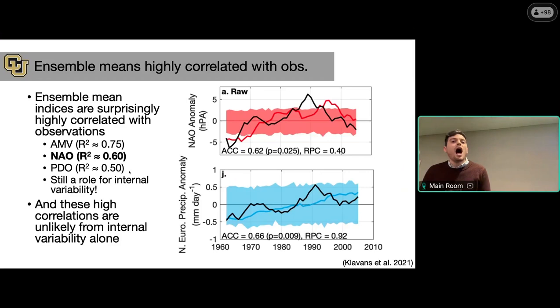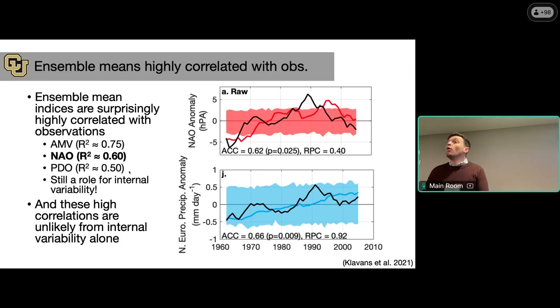The same thing kind of holds for the NAO. The NAO index here is in black, and the ensemble mean from CMIP5 large ensembles is in red. And we see a reasonably high correlation, an R squared of 0.6, between the ensemble mean and the observations after 1960 or so. That's a higher correlation than I would have expected. And I will note here that the ensemble mean has been just rescaled to have the same variance as observations in the top plot. This kind of holds for NAO impacts too.